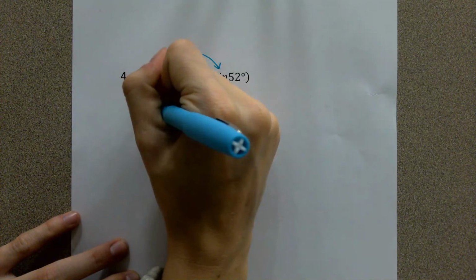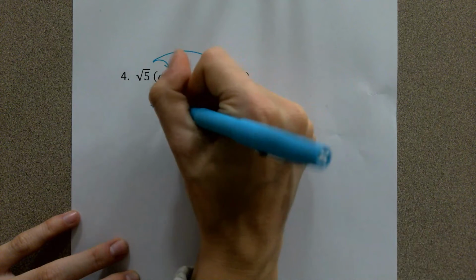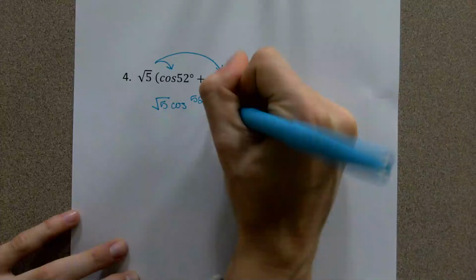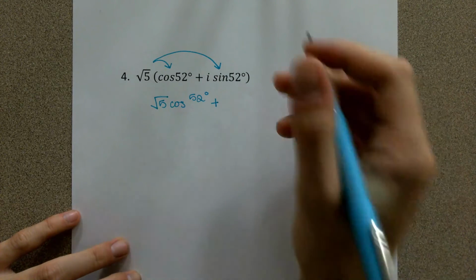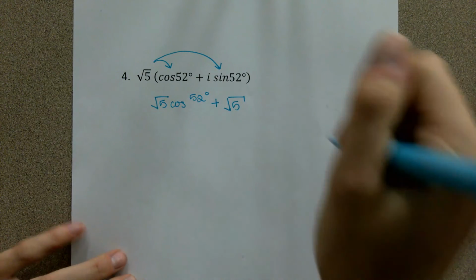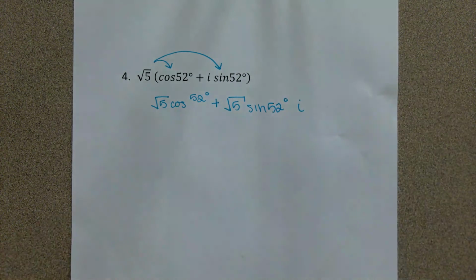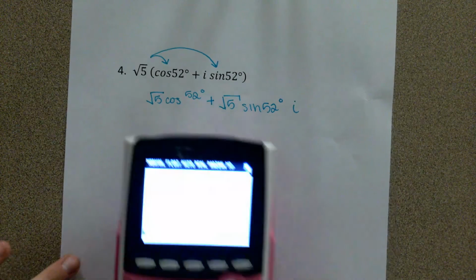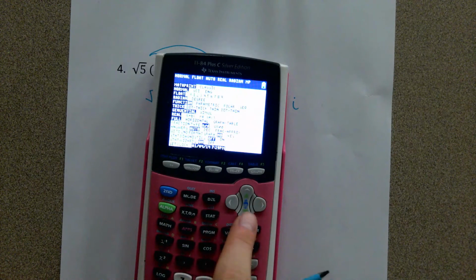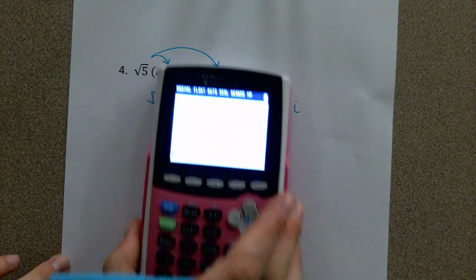So we're going to actually be typing square root of 5 times cosine 52 degrees plus square root 5 sine of 52 degrees with my little i in there at the end. All right, so we are dealing with degrees now. So if you just switched your calculator to radians, make sure you switch it back to degrees, and then just plug and chug.